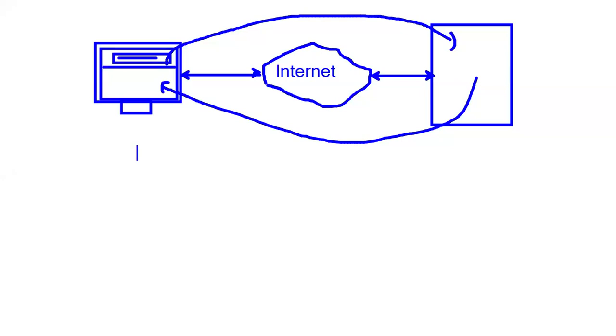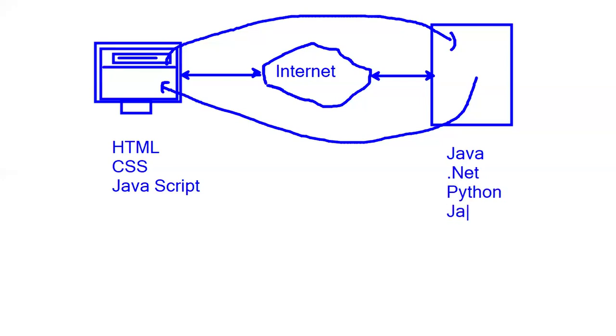Client program, can I develop it with only HTML? Yes. Server program, can I develop it with HTML? No. For the client, HTML is compulsory first. If you want to design more attractively, CSS. If you want to validate, JavaScript. For a server program that connects to a database, with HTML, not possible. CSS, not possible. But Java, possible. .NET, possible. Python, possible. JavaScript, possible.